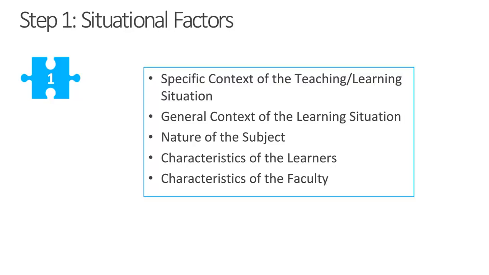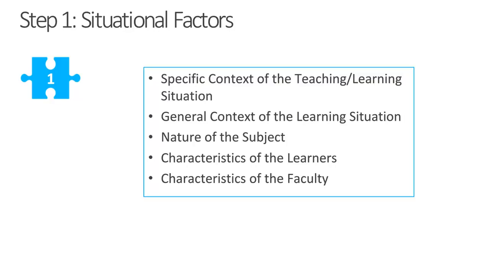The general categories I have found useful to consider are the following: specific context of the teaching and learning situation, general context of the learning situation, nature of the subject, characteristics of your students, and characteristics of the faculty. The specific context factors are always important. The other factors are somewhat important and sometimes not, but it's always useful to review all of them.